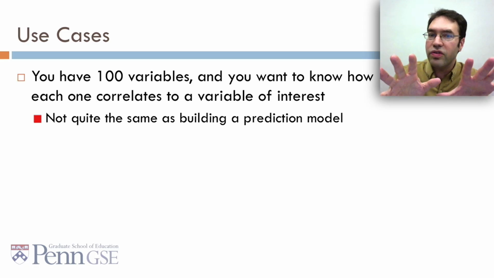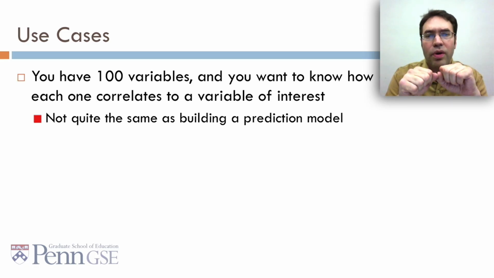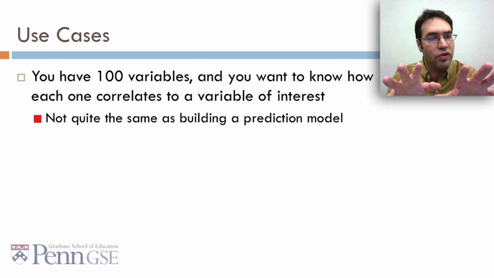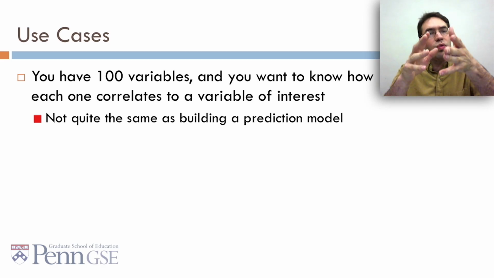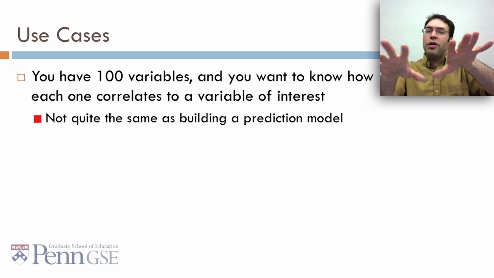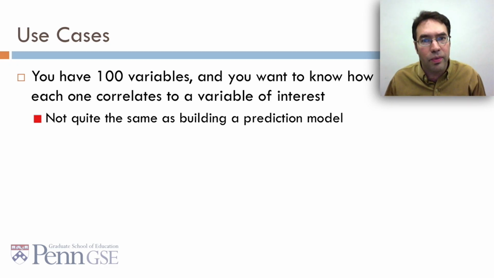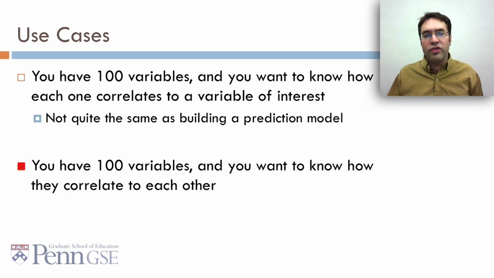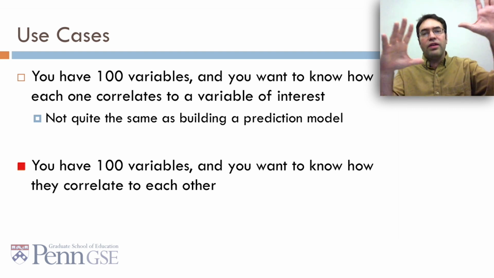Now this is not quite the same as building a prediction model. A prediction model would try to find the best combination of those 100 variables to predict that variable of interest, whereas in this case you just want to know how each one individually correlates, and you don't care about getting the single best model across variables. In other cases, you have 100 variables and you want to know how they correlate to each other. You want to just have a gigantic matrix.